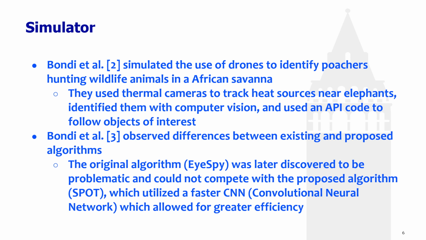What they did further is that they observed differences between the existing and the proposed algorithms. The original is known as iSpy, and it was later discovered to be problematic, and it couldn't compete with the proposed algorithm, which is called SPOT. The main reason is that SPOT utilized a faster CNN, which stands for convolutional neural network, and this allowed SPOT to run with greater efficiency and be much more effective than iSpy as a whole.